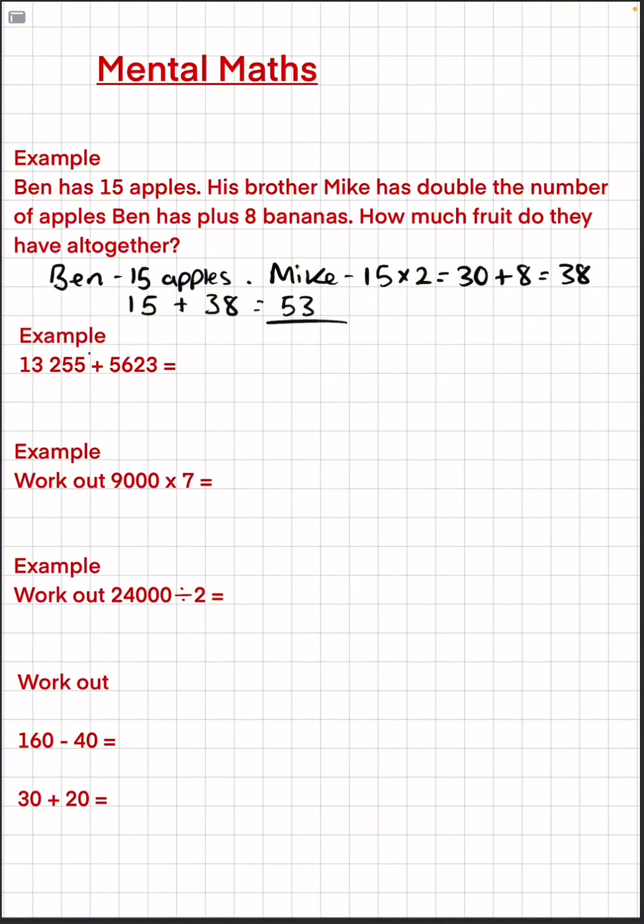In this next example, we need to work out the answer to this calculation. To make adding and subtracting large numbers easier, we can partition the number. We can start off by adding the thousands first. So we've got 13,000, add 5,000, which is 18,000. Next, we can add the hundreds. 200, add 600 is 800.